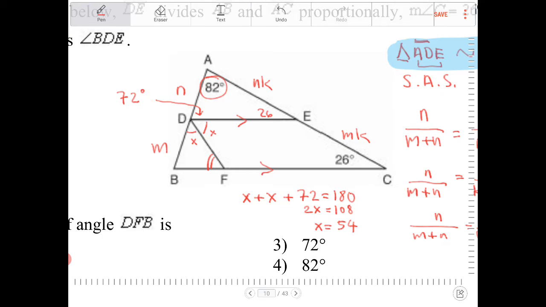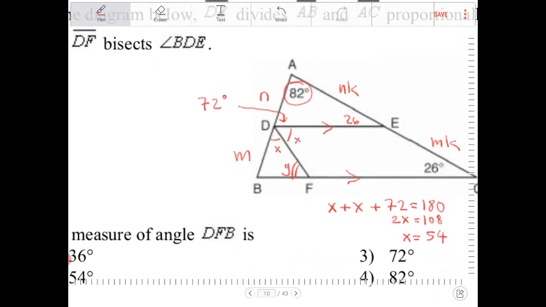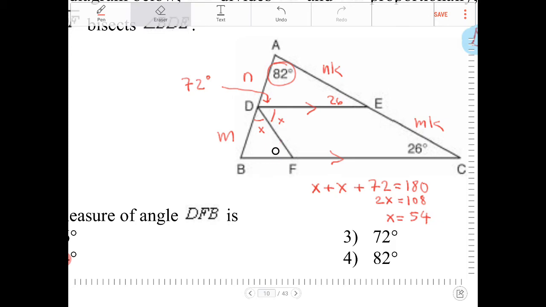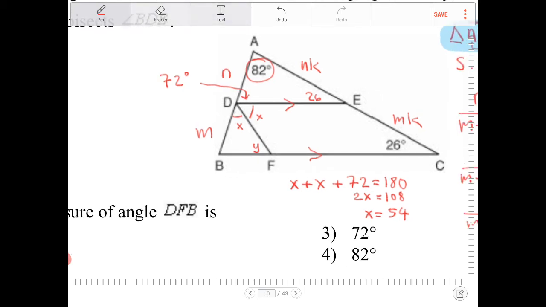However, it doesn't end there, because we need to figure out what this angle over here is, which I'm going to call y. This angle over here, my apologies for that. So this angle over here I'm going to call angle y. So I now know angle x to be 54, right? So I'm going to label that in here. So this is really 54.